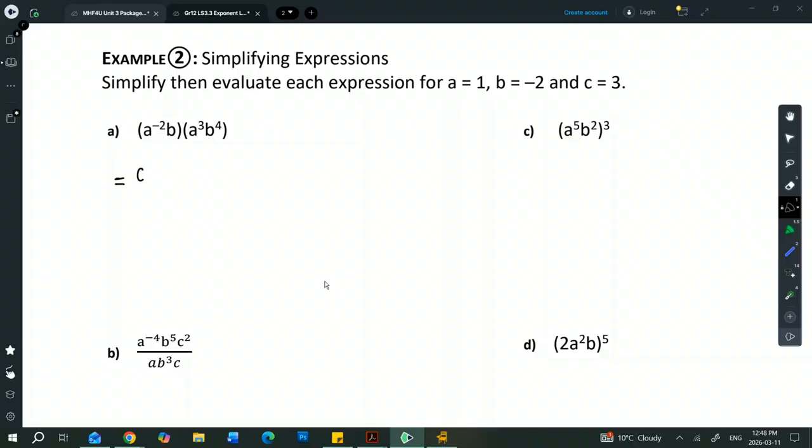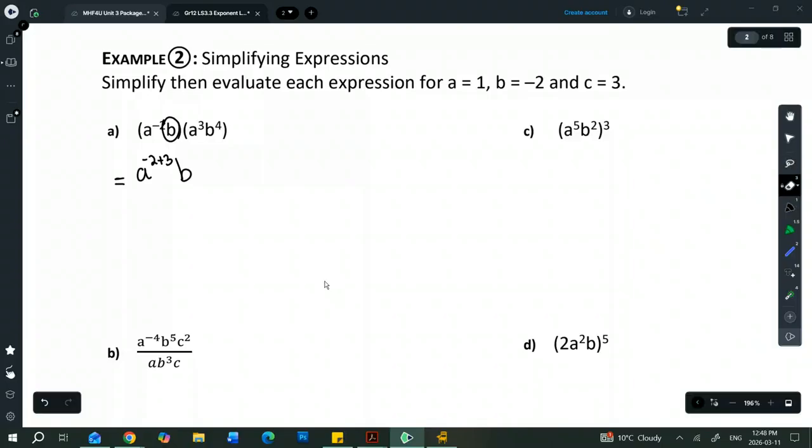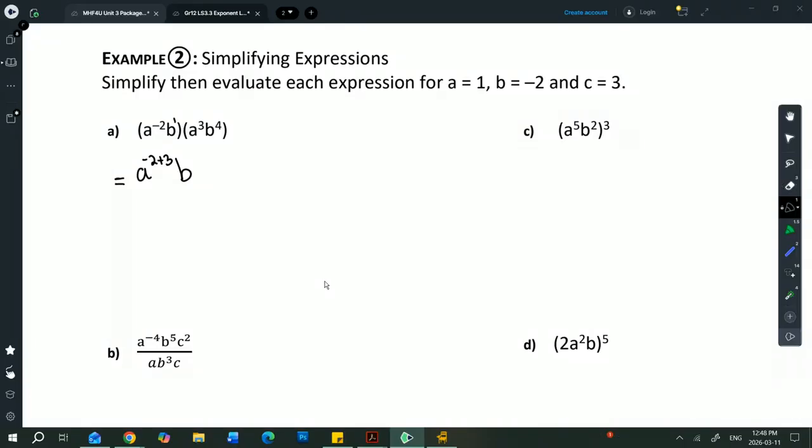So how will I put the exponents for A and B together if their bases are being multiplied? Yep. Okay, so we'll have A to the negative 2 plus 3. What's the exponent on this B in the first bracket? Yeah, so if we don't see it, we know it's a 1. So it'll be B to the what?